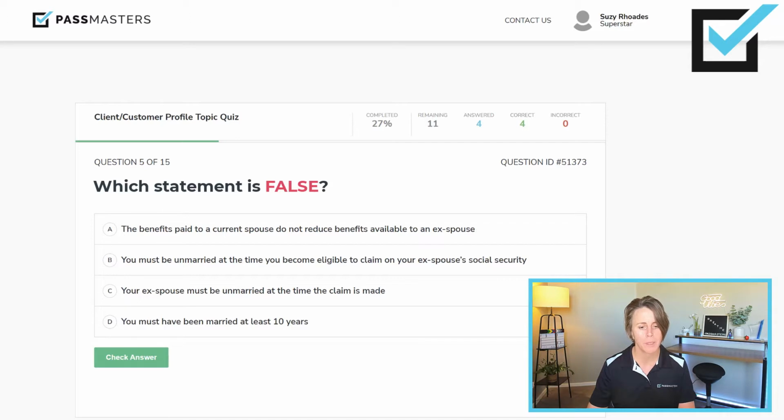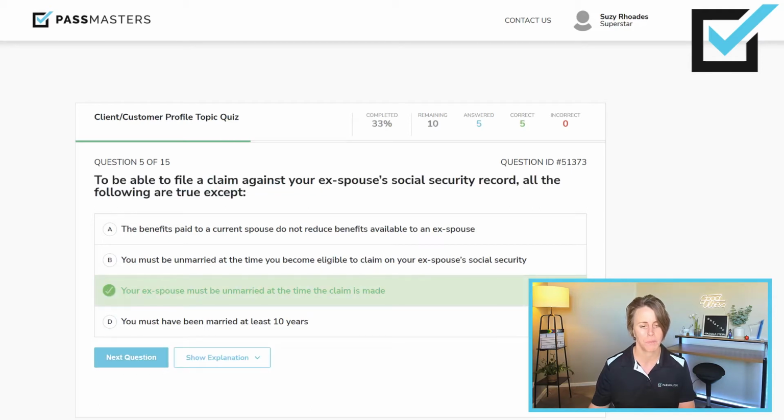Your ex-spouse must be unmarried at the time the claim is made. False. So that is not true. That's a false statement. You must have been married at least 10 years to be able to claim on your ex-spouse's Social Security record. That is true. So 3 true, 1 false. It is the false answer that is the correct answer. It doesn't matter if your ex-spouse is married or not when you claim against their record.